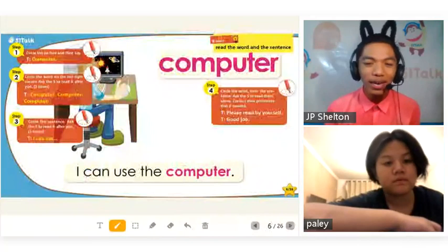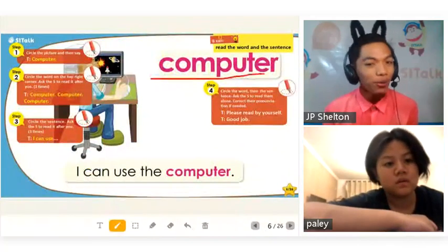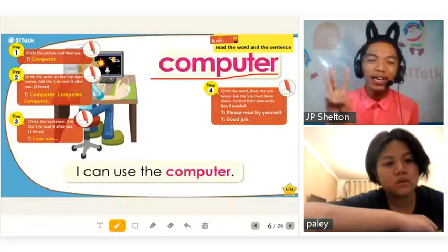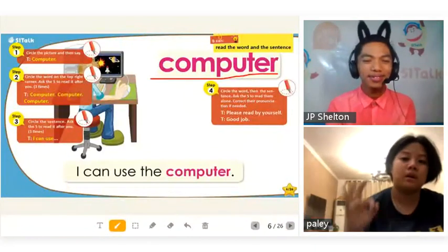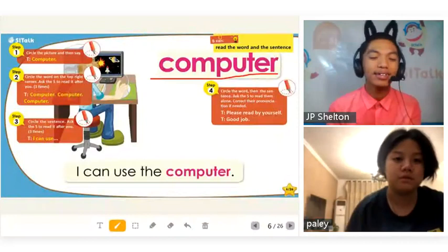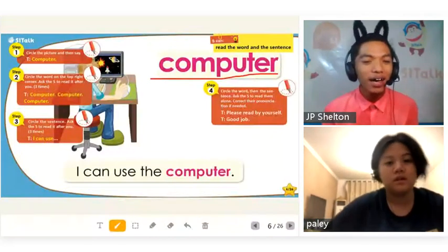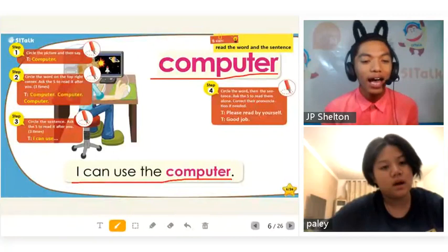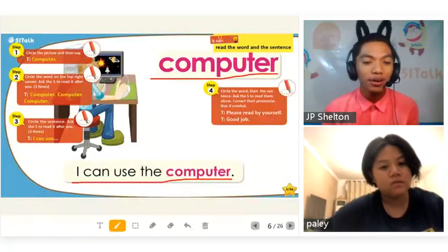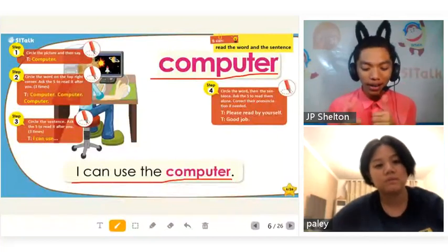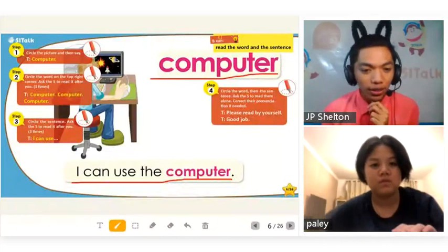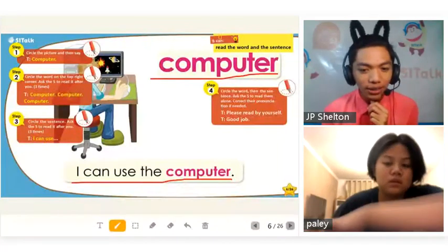The first word that we have is computer. Computer. Let's read it three times. Computer, computer, computer. Very good. Great job. Now let's read the sentence. I can use the computer. I can use the computer. Very good. Great job. Now let's go to the next page.